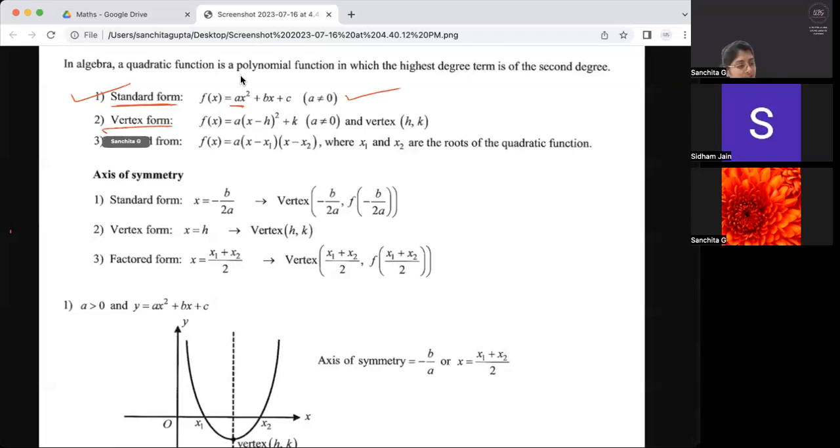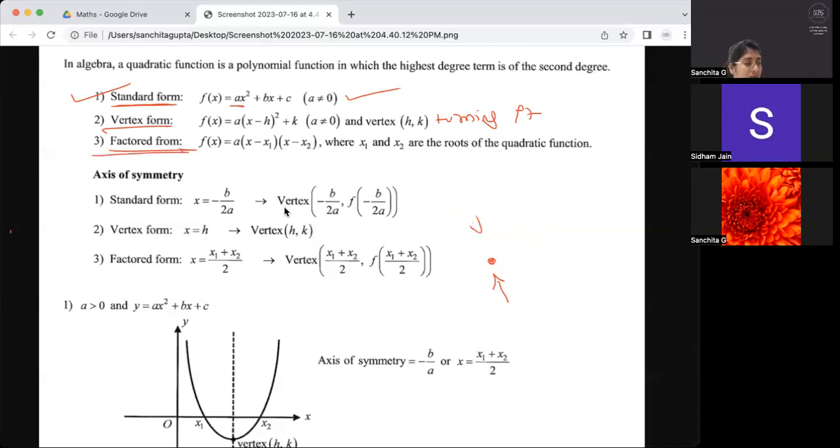Vertex form, what is vertex? This is a parabola. Vertex is this, if it is opening upwards. So it's basically the turning point, you can say. At this point, it turns, right? It was decreasing, now it's increasing. The point where it changes its concavity is called its vertex. So, turning point. Clear? Yes, ma'am.